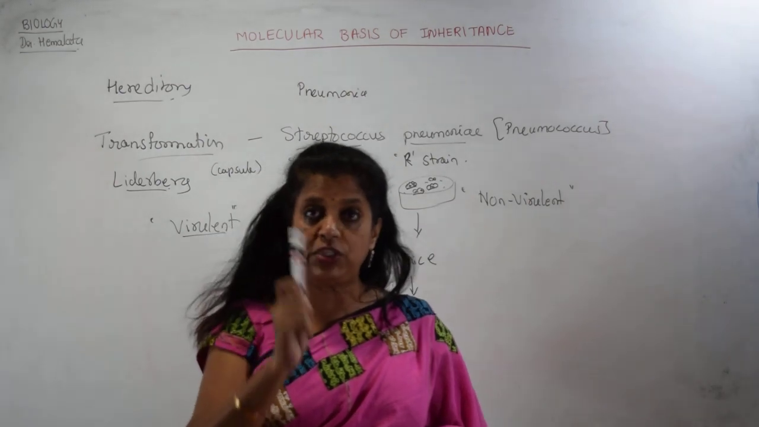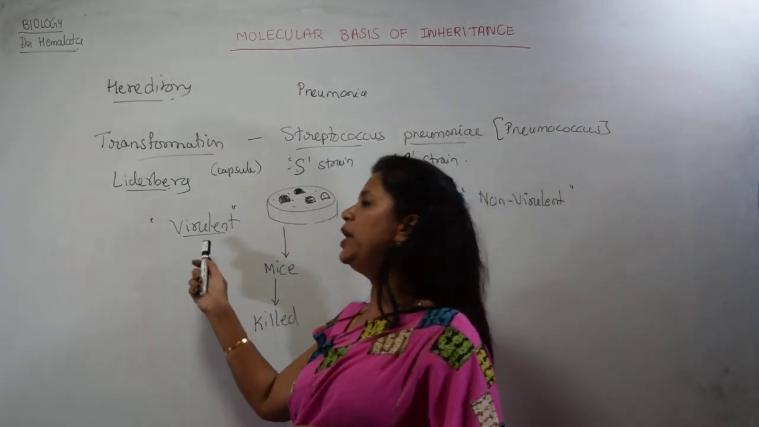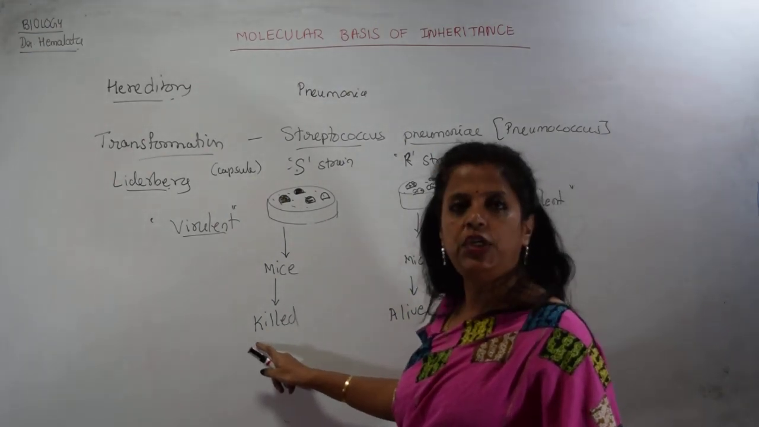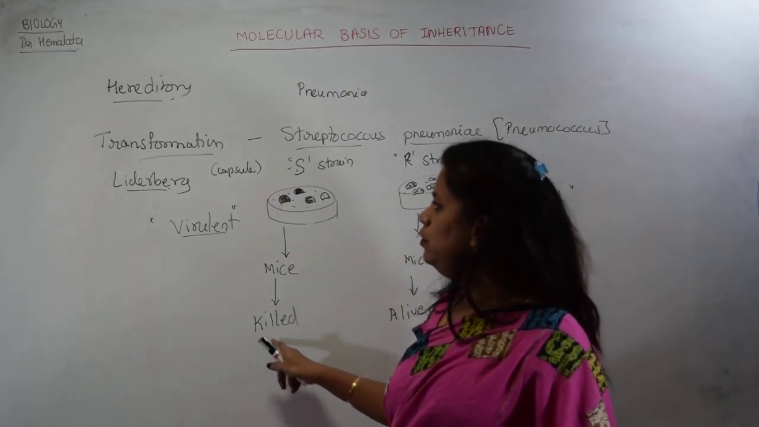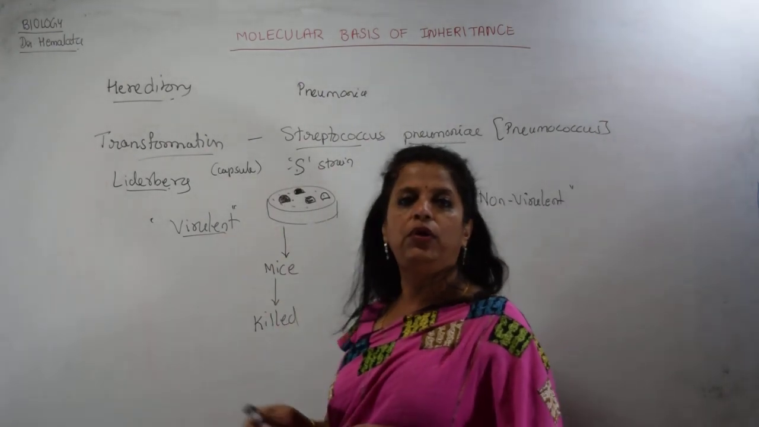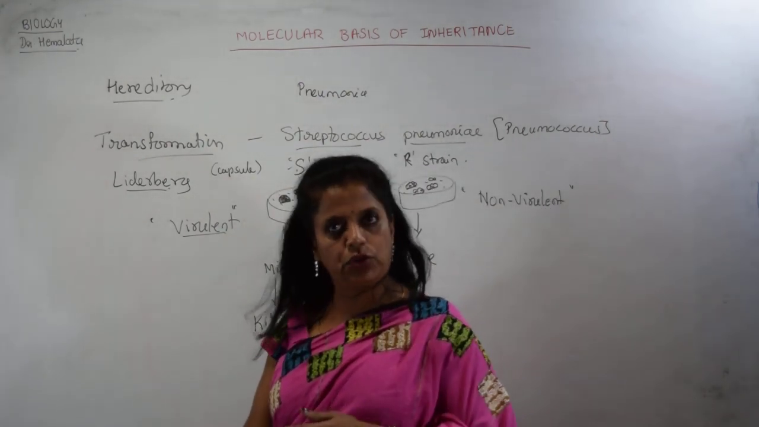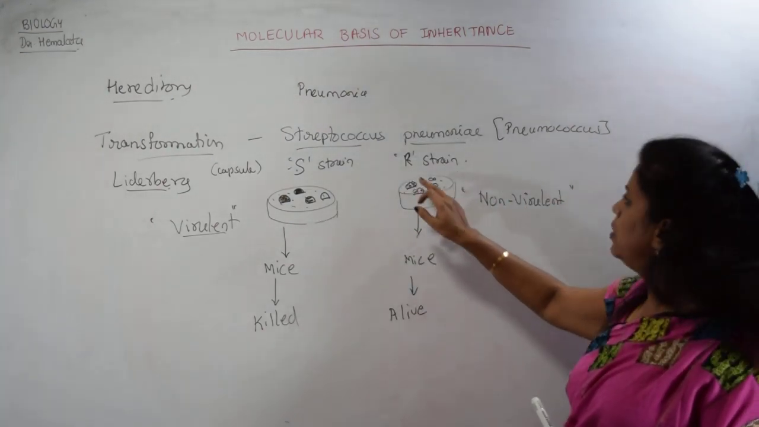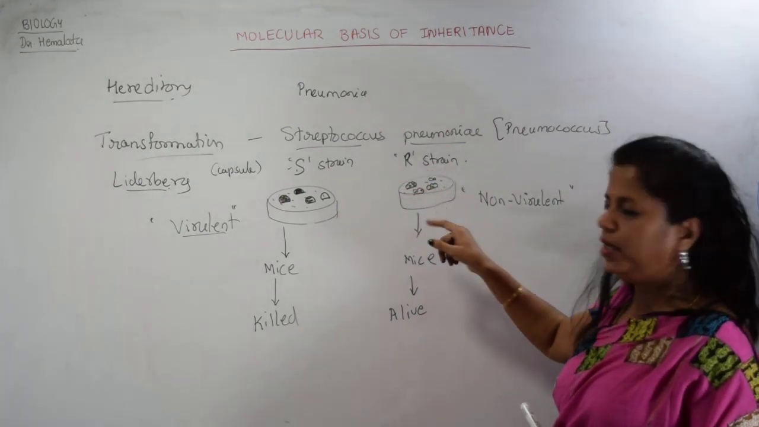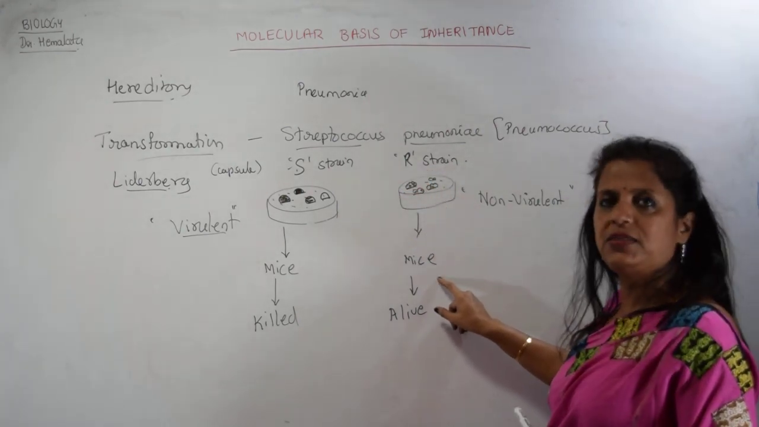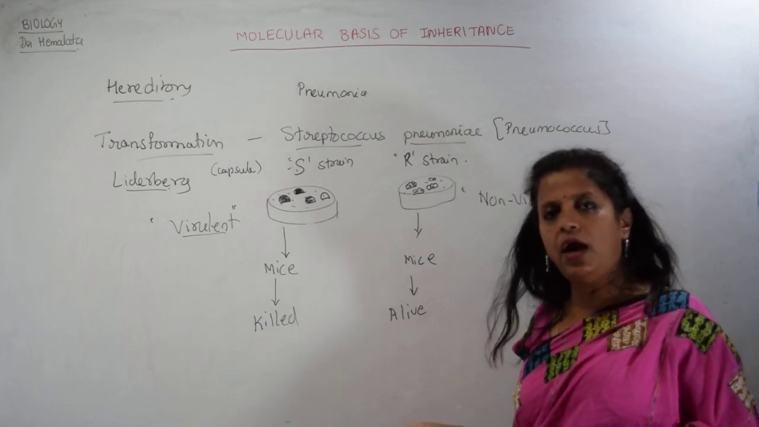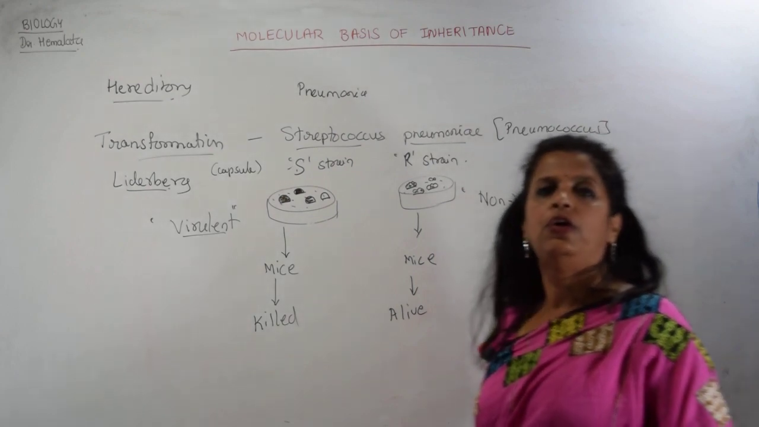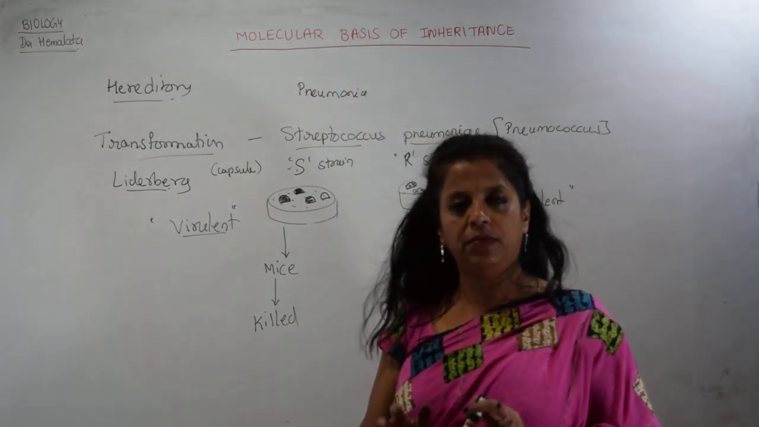Such bacteria will cause disease. Therefore, the smooth strain bacteria, when it was injected into the mice, developed pneumonia and the mice were killed. Therefore, he called this strain a virulent strain of bacteria. Then he took another strain, the R strain or rough strain, because it came from rough colonies. When this was injected into the mice, they did not get pneumonia and remained alive, because it is not effective. It was called a non-virulent strain of bacteria.